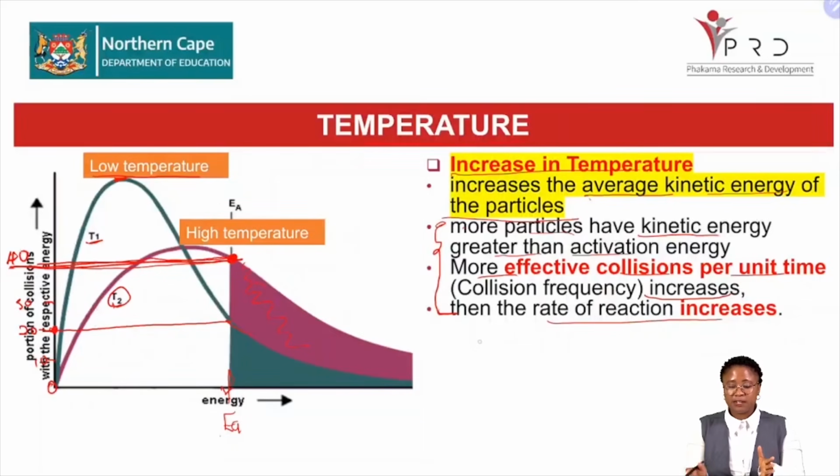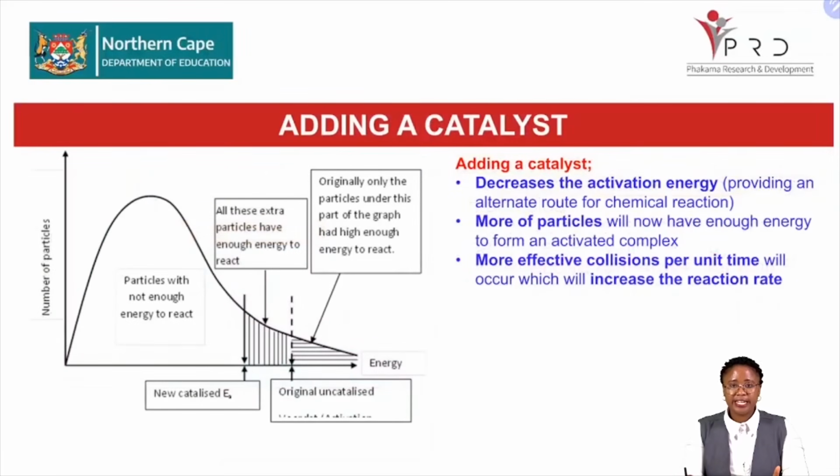The shaded area, remember, it indicates the number of particles that have enough energy to do what? To react. I hope you guys can see the difference between the concentration graph as well as the temperature graph. All right. Now that we are still looking at that, let's quickly move on to adding a catalyst.